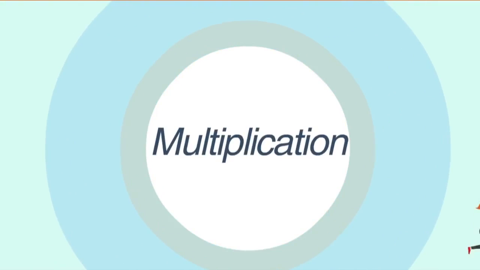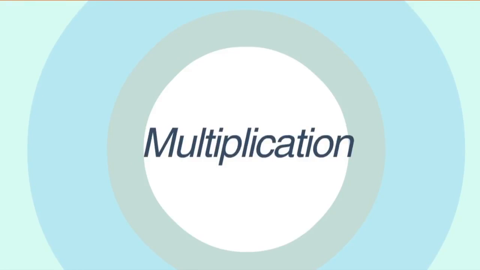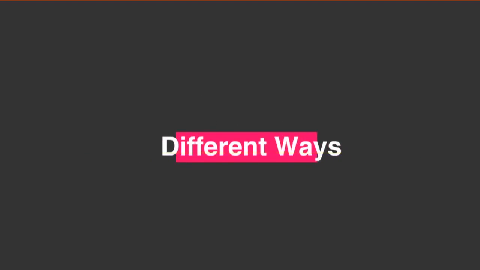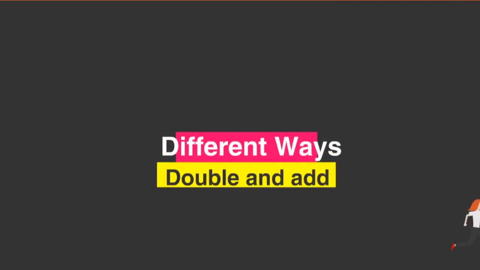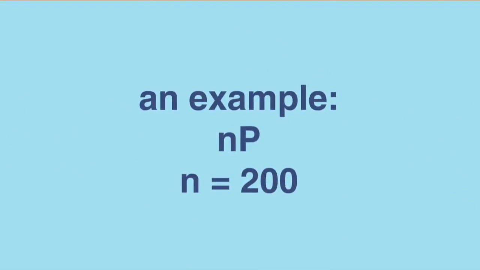Going on to multiplication, also known as scalar multiplication, is built off of addition. Let's take an example where n times p will equal p plus p plus p, n number of times. There are a myriad of different ways to solve multiplication. The simplest way is the double and add algorithm, which is what we will be looking at. Let's further our example by letting n equal 200.